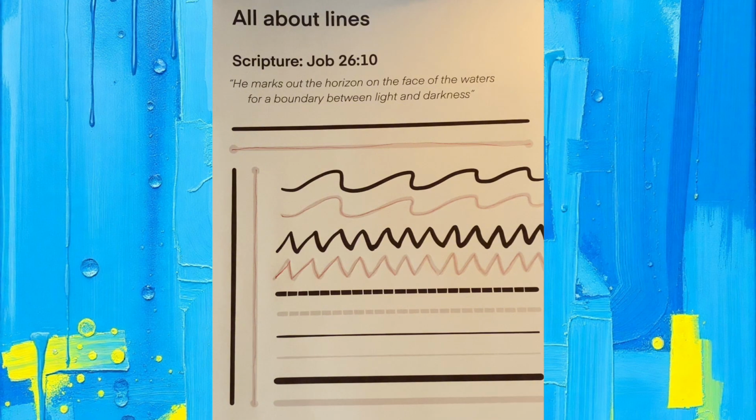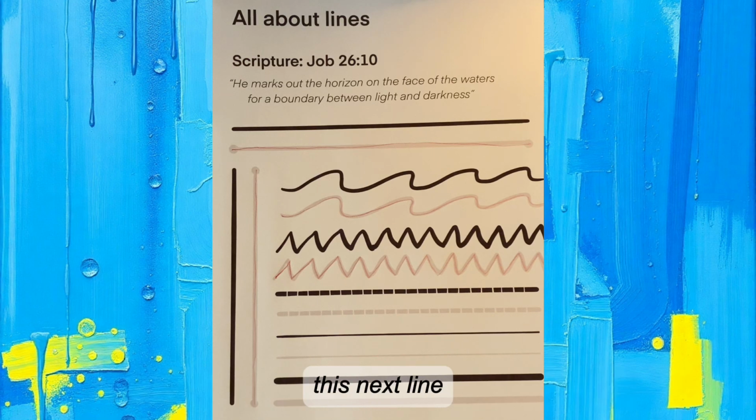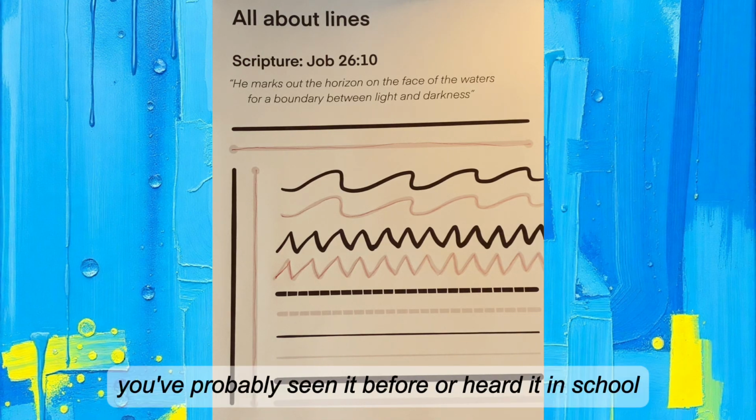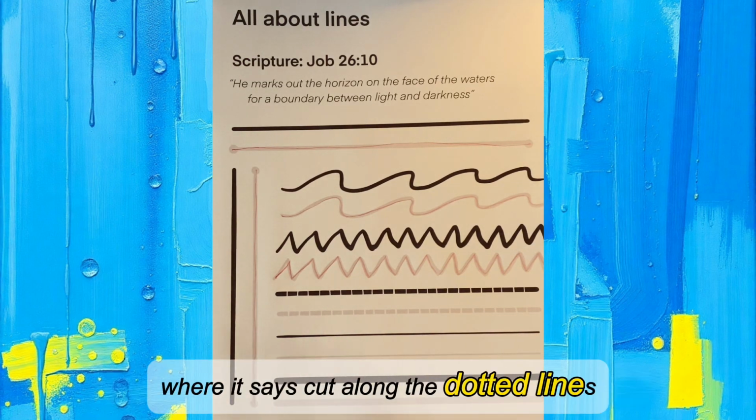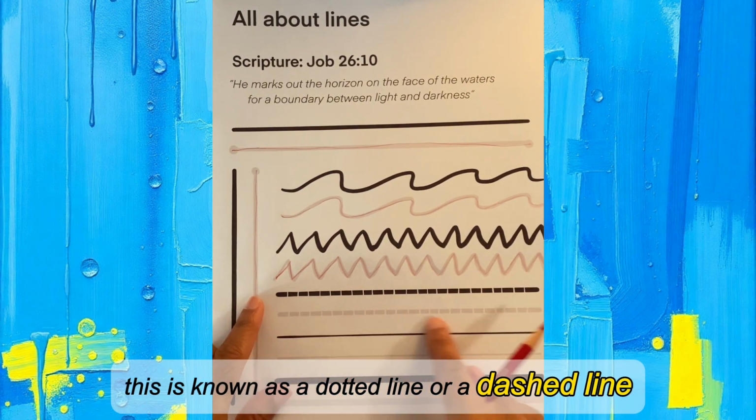There we go. We've completed our zigzag line. Now, friends, we have just a few more lines to go. This next line, you've probably seen it before or heard it in school where it says, cut along the dotted lines. This is known as a dotted line or a dashed line.